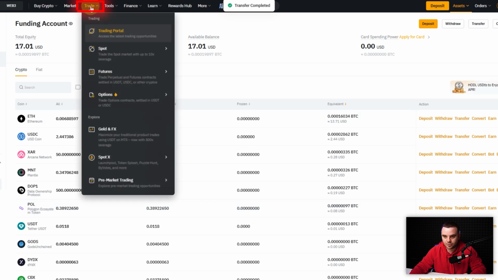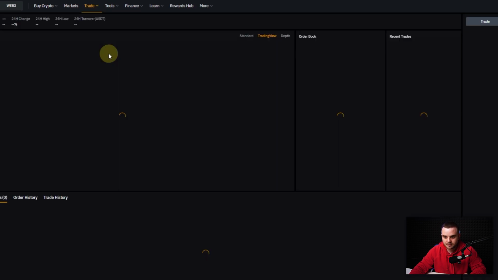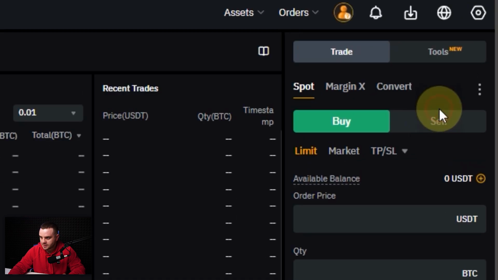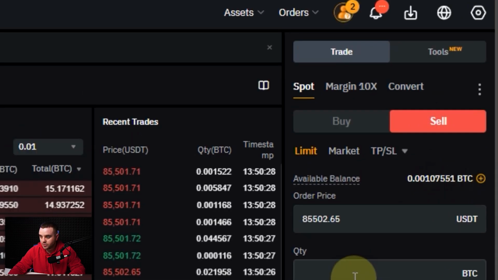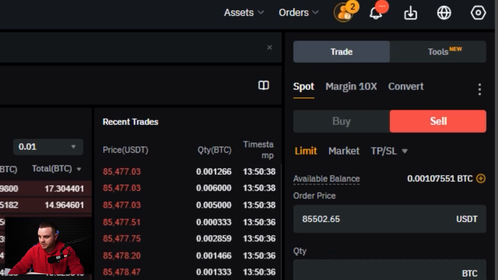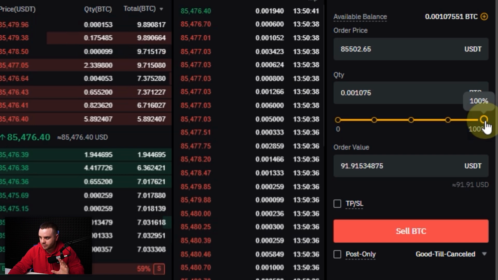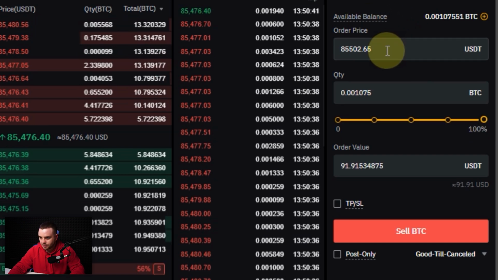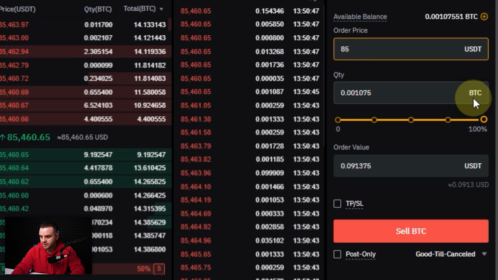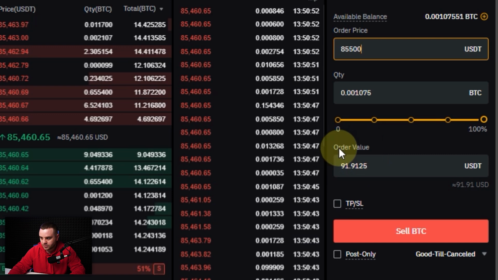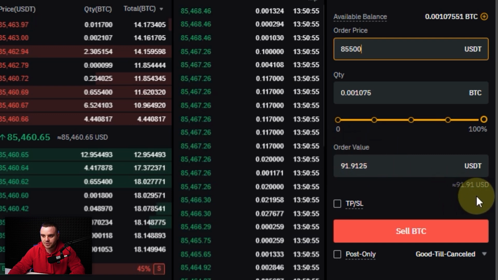After that, you go to a trade, again spot, and here we have, pay attention, sell. You can see this amount of BTC that we have. And what you do, you can sell it by using market, limit order, depends on you want. Let's assume I would like to sell it with a limit order because I would like to sell it at clear price. And at this moment, we can set price 85,500. And for me, it shows exactly order value.